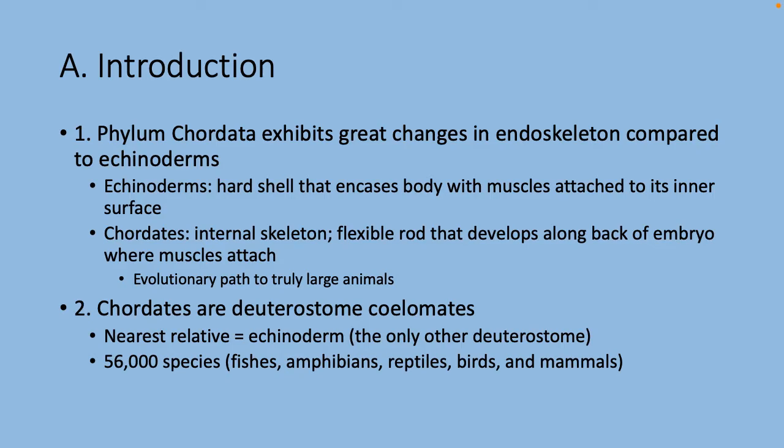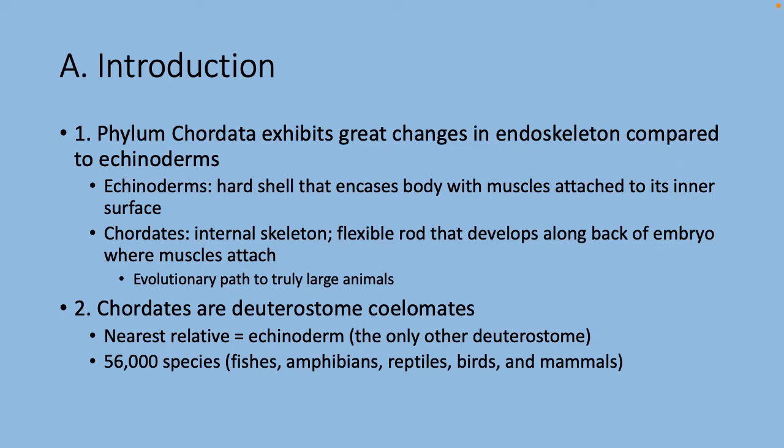You'll see body cavities. The nearest relative is the echinoderm, because echinoderms are the only other deuterostome. So we will begin our journey eventually with fishes, and then we'll jump to amphibians, reptiles, birds, and mammals, and kind of tell the story of how, again, life starts in the water, what were some adaptations that they had to overcome to live on land, and so on and so forth.